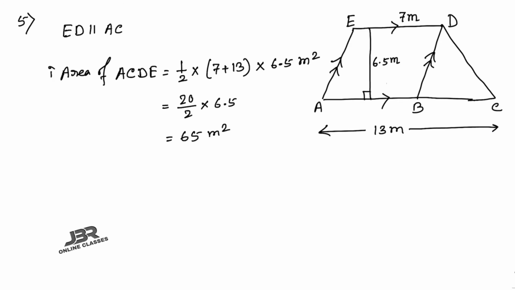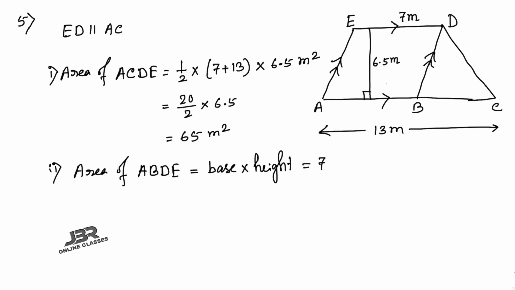Your first answer. Now next one, part 2. The area of the parallelogram ABDE. Now what is the formula to find the area of a parallelogram? That is equal to base into height. As here base equals 7, height equals 6.5, so your answer is 45.5 meter square. Very easy.